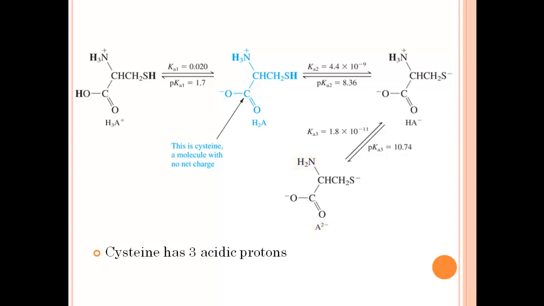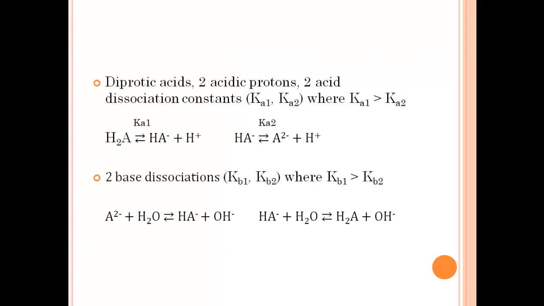So cysteine has 3 acidic protons, and the pKa value tells you which one gets taken off first, second, and third. What about diprotic acids? Well, diprotic acids obviously have only 2 acidic protons, not 3 or more like polyprotic. And of course, that also means that there are going to be 2 acid dissociation constants, Ka1 and Ka2, where Ka1 is greater than Ka2. That should tell you also that pKa1 is less than pKa2.